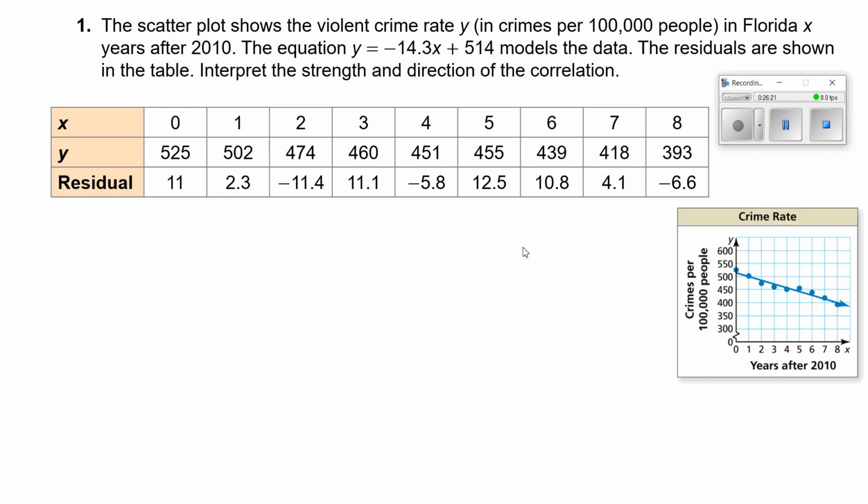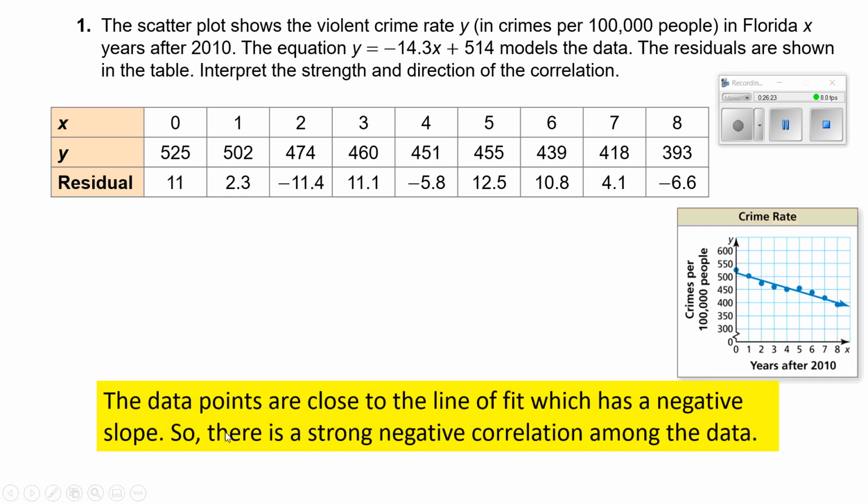That's what it sounds like to me. The data points are close to the line of fit, which has a negative slope. So there's a strong negative correlation among the data. Awesome. That's exactly what I called it. All right. So I guess it really didn't matter. I'm glad it didn't make us guess if this was 2010, because honestly, I think I would have said if this was after it, then I would assume this one would have been 2011, 12, 13, 14, 15, 16, 17, 18, 19. But we didn't have to do that, so we got our answer.